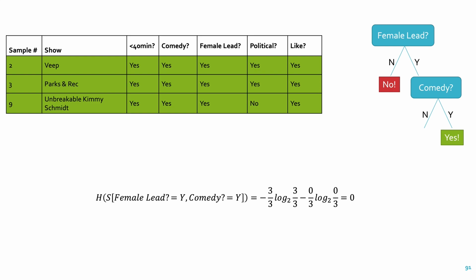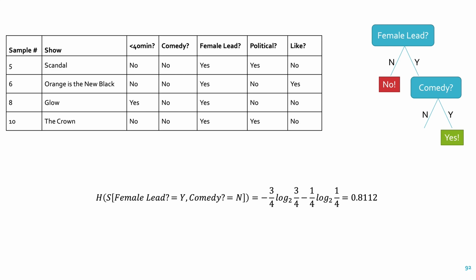Moving on to the other side, we have an entropy of 0.81 when female lead equals yes and comedy equals no. Still pretty high, so we can keep improving.